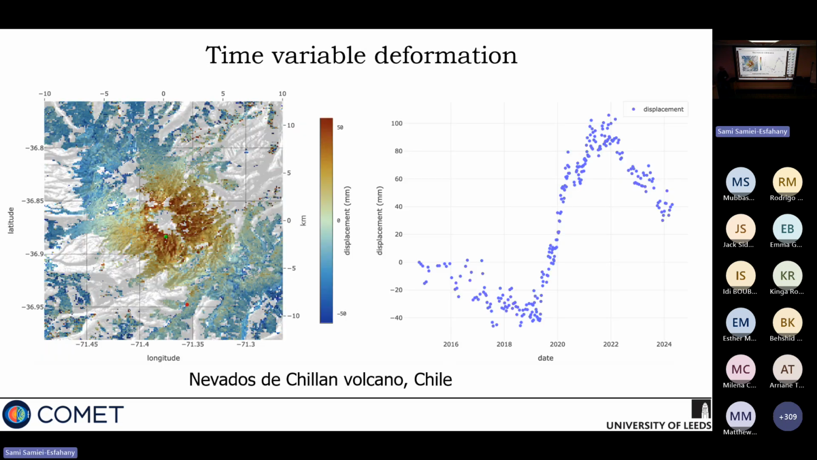And here's one example of time variable deformation. So this is a volcano in Chile, and you can see, just looking at the line of sight, this movement away, then towards, and then away again, associated with the volcanic activity that was taking place.